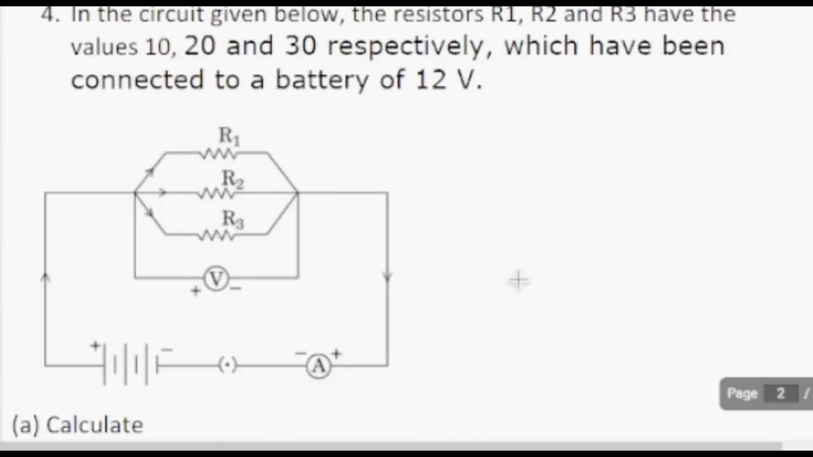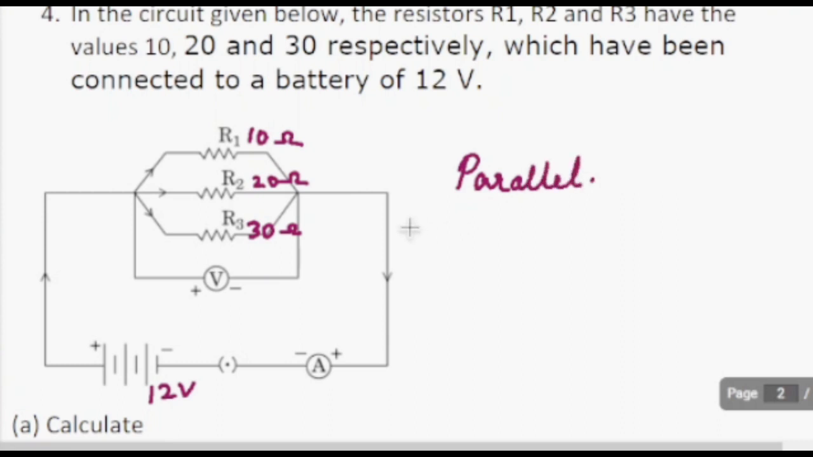Next question is from electricity. In the circuit given below, the resistors R1, R2 and R3 have values 10 ohm, 20 ohm and 30 ohm respectively, which have been connected to a battery of 12 volts. So the volt available here is 12 volt from the battery. And what is the arrangement here? They are arranged in parallel connection.